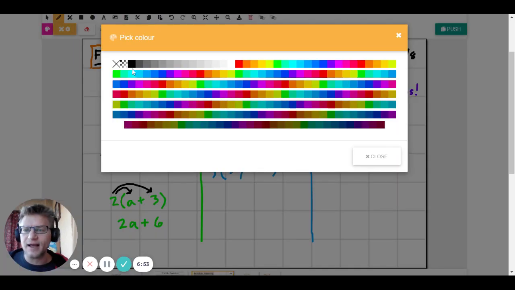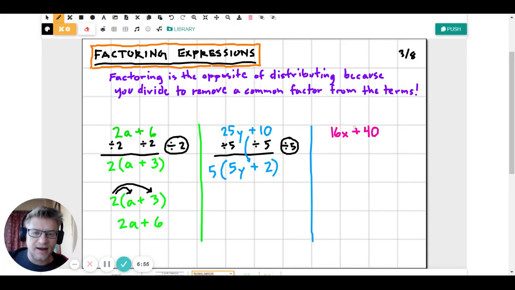So I'm going back to my black, right? And I'm going to divide out. I can say, well, 16 doesn't go into 40. But they're both even. 2 goes into both of them. But I look for a bigger number. What about 4? 4 definitely goes into both of them. 4 times 4 is 16. 4 times 10 is 40. But you know what? There's one even bigger. I can go 8. So I can divide by 8.